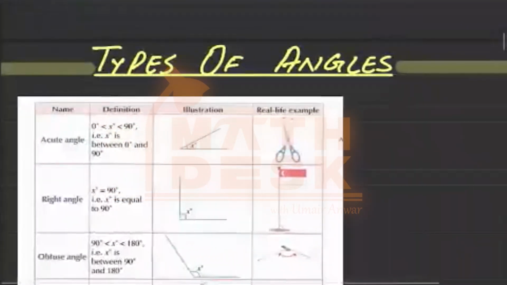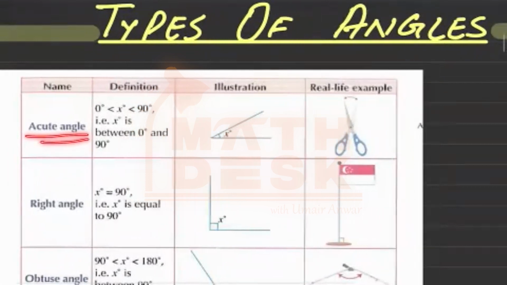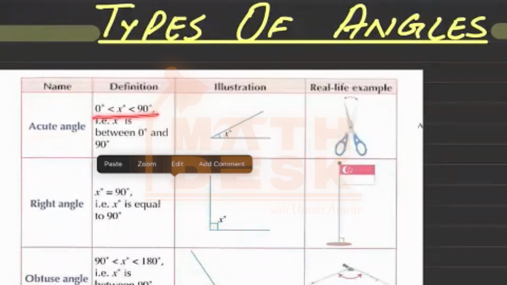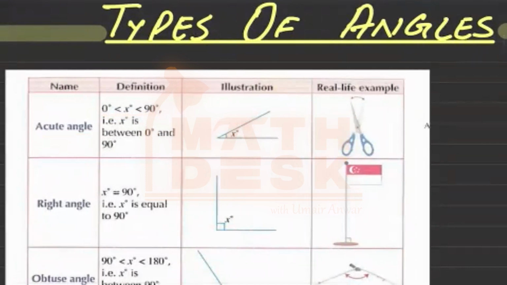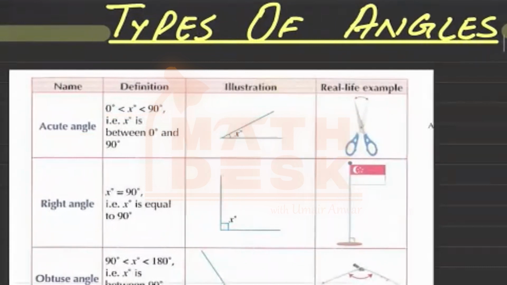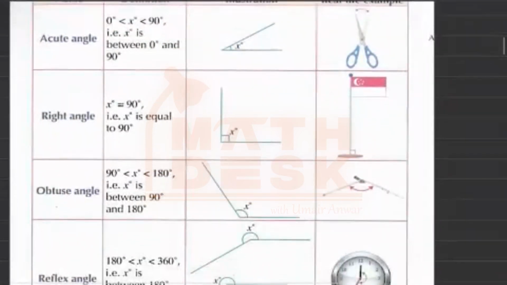Very quickly, we need to go through the types of angles also. So the first type of angle is called acute angles. And these are the angles which are greater than 0 and less than 90. Means that any angle x which is between 0 degrees and 90 degrees would be called an acute angle. Then we have a special type of angle which is called a right angle. It is the angle which is exactly equal to 90 degrees.